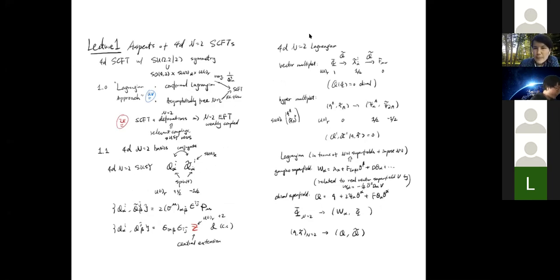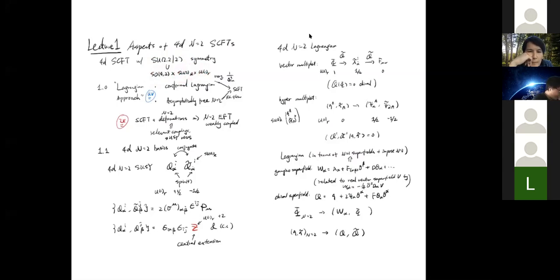We'll start by reviewing the superconformal algebra that's preserved by a 4d N=2 superconformal field theory. The superconformal symmetry of a 4d N=2 superconformal field theory is SU(2,2|2). It contains the bosonic conformal group SO(4,2), as well as SU(2)_R symmetry times U(1)_R symmetry.